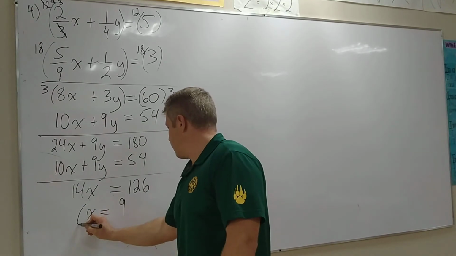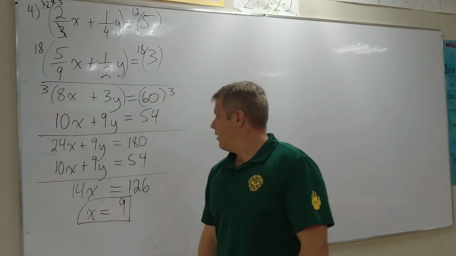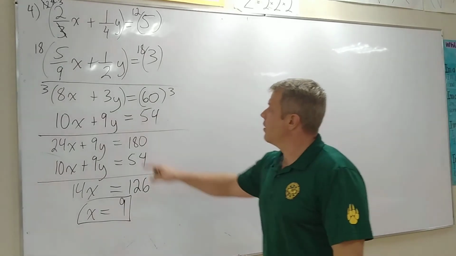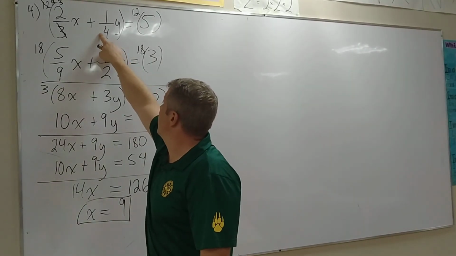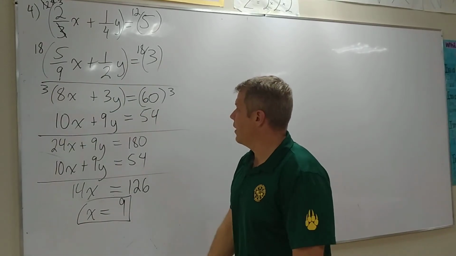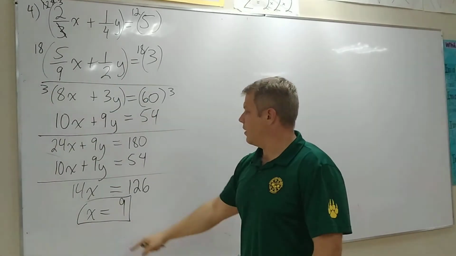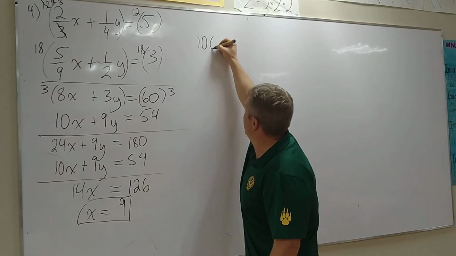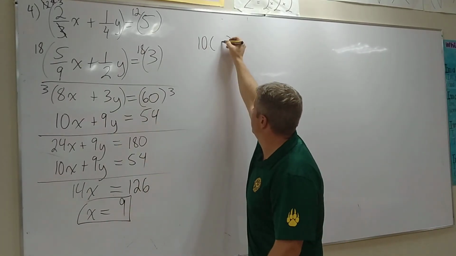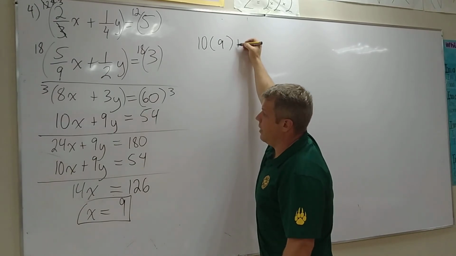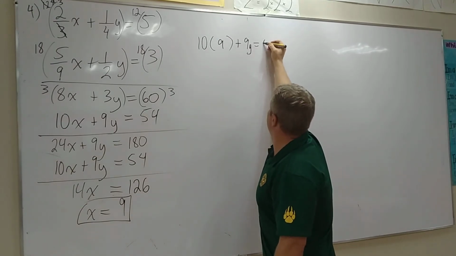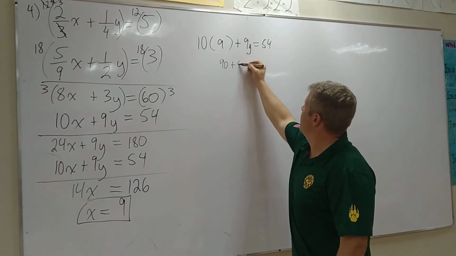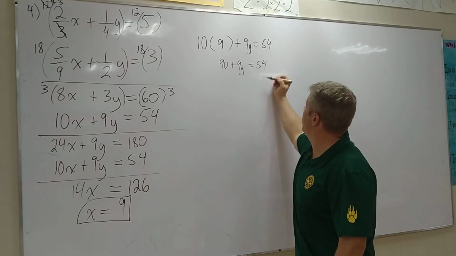So we've got part of the solution here. But we need to find out what y is. We could go back to the original equation, in which case we have a lot of fractions. Don't want to deal with that. So it doesn't really matter. We can pick an equation, for example here, and solve. So 10 times x, and now we know that x is 9, plus 9y is equal to 54. So 90 plus 9y equals 54.